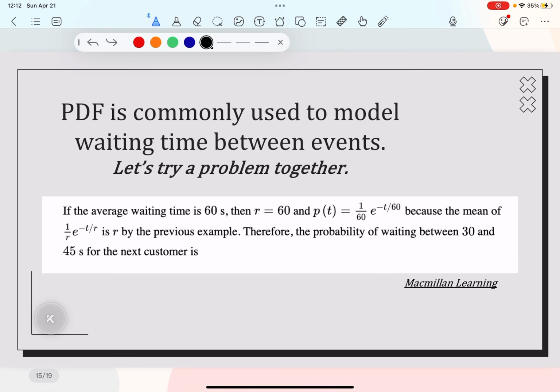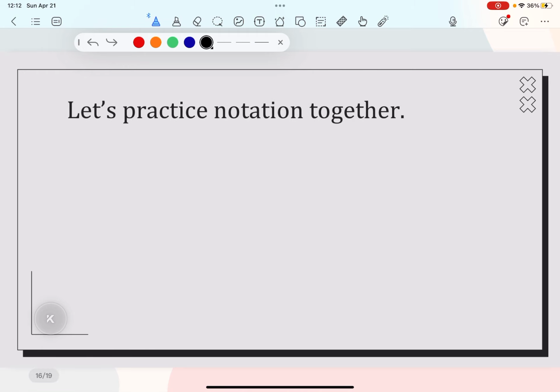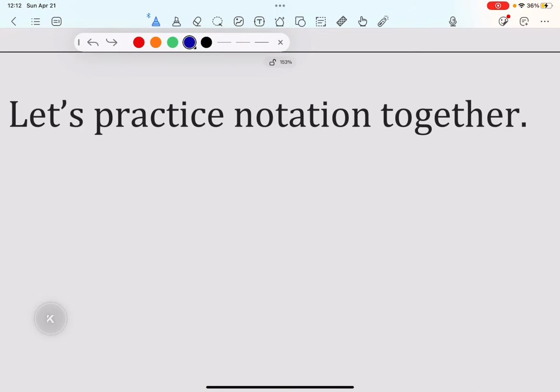So, there's that. And then another side note that I made is that PDF, or probability density function, is commonly used to model waiting time between events. So this problem is also given in the textbook, but I also made my own, which is applicable more so in the medical world. So we're going to try this one out first. So we're going to practice notation. So we were given that the average waiting time is 60 seconds.